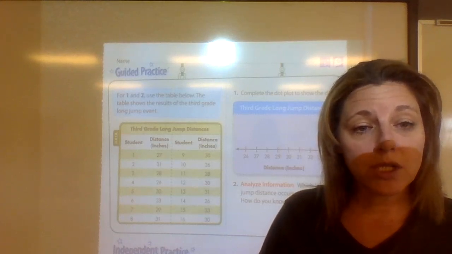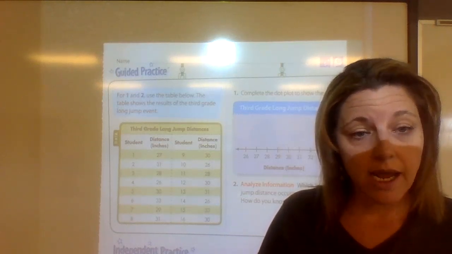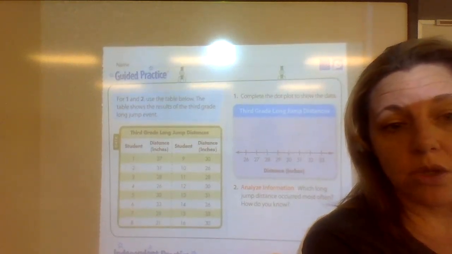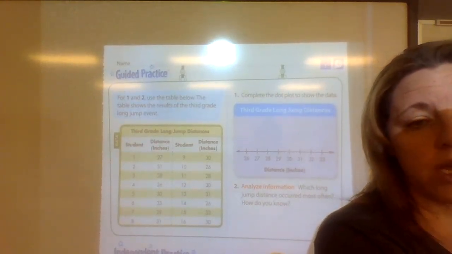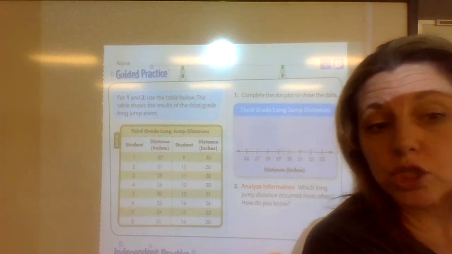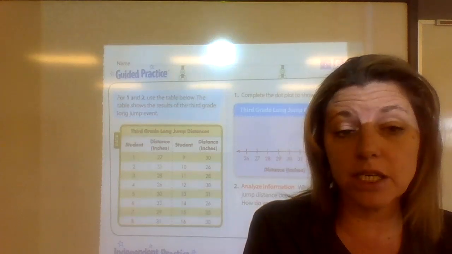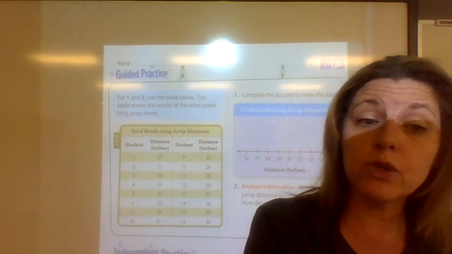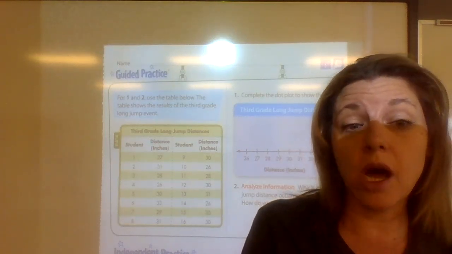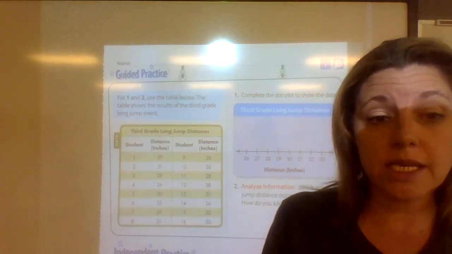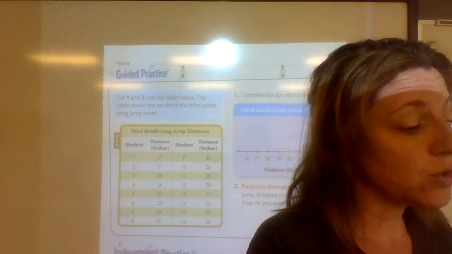Dot plots are kind of new to third grade. And so kind of listen to how we're doing it. We are still taking data and putting it on an organized chart, but we are using dots to represent each piece of data. Kind of like we used tallies the other day, we're using dots this time. And so each dot is going to represent a piece of data. Okay, so let's go ahead and get started.